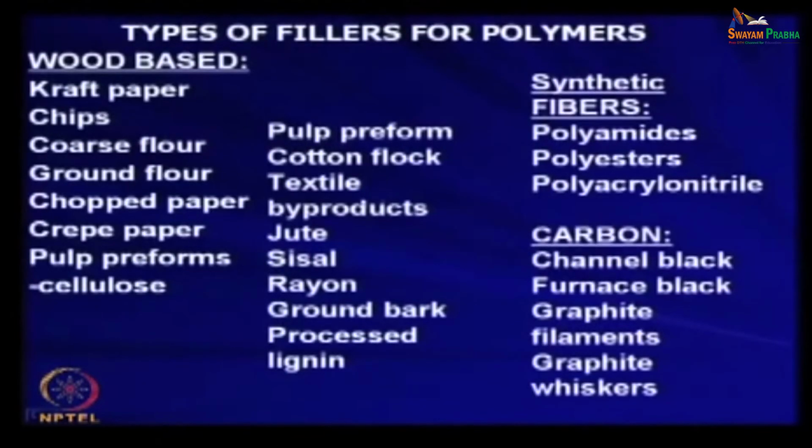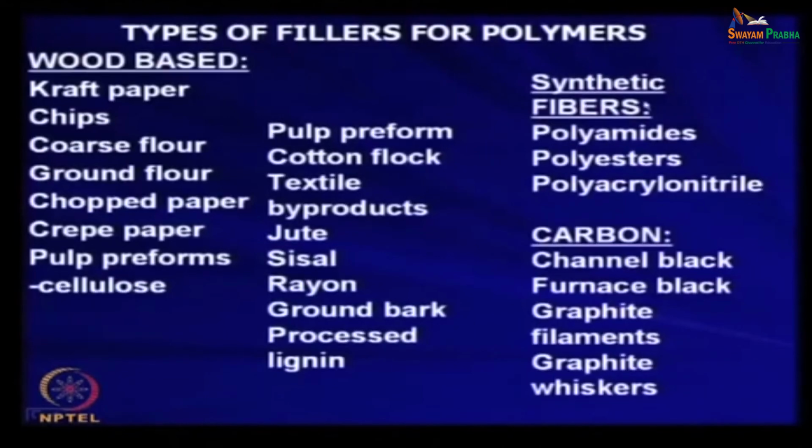Okay. So, these textiles, textile byproducts, then jute, a natural fiber, sisal, another natural fiber, rayon, a semi synthetic fiber, viscose rayon, ground bark of trees, plants, processed lignin. Lignin is the wood waste, paper industries waste. Okay. That lignin is a storehouse of chemicals. That lignin can be used again as a raw material for polymer products. So, there is a huge number of wood based fillers available.